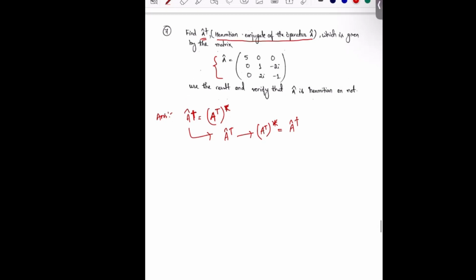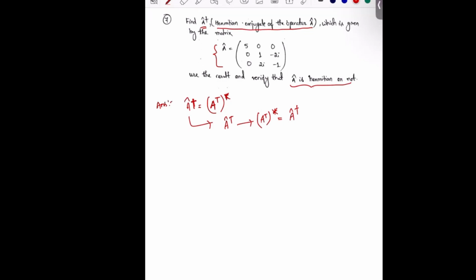It is also asking whether this is Hermitian or not. What is the condition for Hermitian? If your operator is Hermitian, then A dagger will be equal to A. So A is given to you.